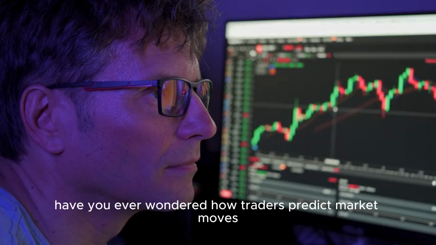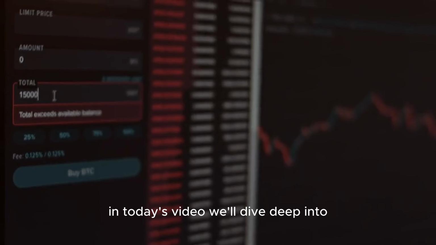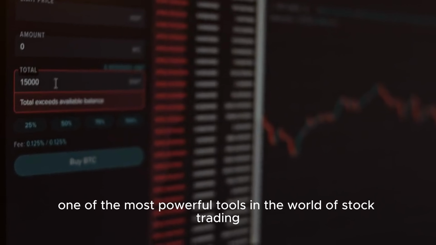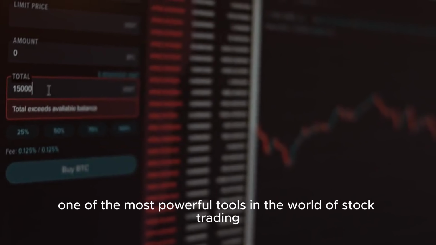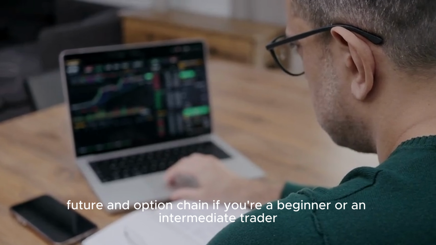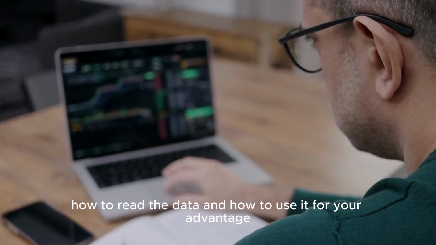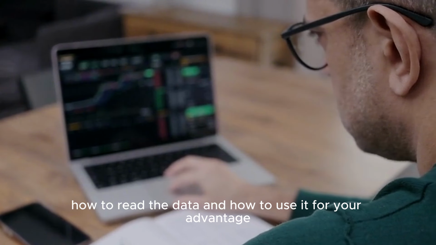Have you ever wondered how traders predict market moves and maximize their profits? In today's video, we'll dive deep into one of the most powerful tools in the world of stock trading, futures and option chain. If you're a beginner or an intermediate trader, this video will help you understand how these concepts work, how to read the data, and how to use it for your advantage.